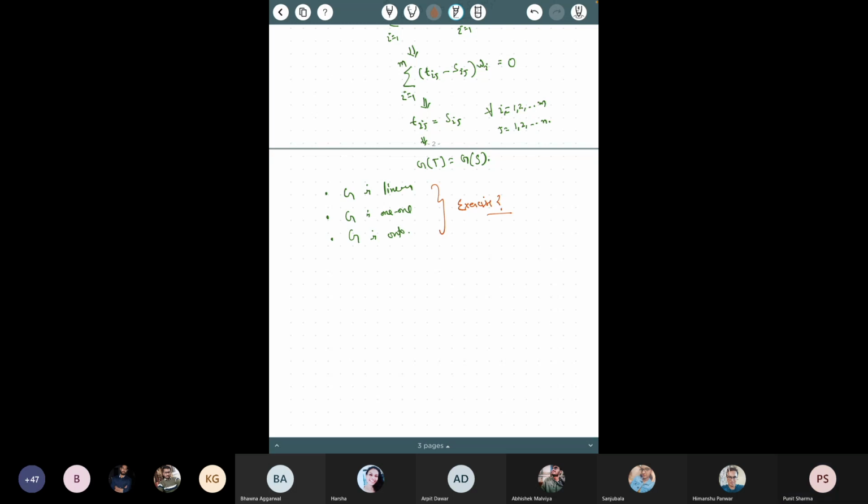Okay, so let me state one more result. Suppose W is equal to V, that means we just talk about linear operators, that is, linear transformations from V to V itself. If we have a finite dimensional vector space V, and T is a linear operator on V, then T is one-one if and only if T is onto.